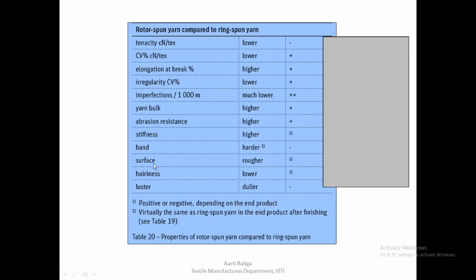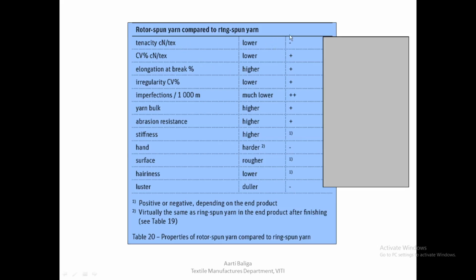Surface, as we have seen, because of wrapper fibers, will be rougher. Again, this can be changed by changing the TM. We have seen how we can change it. So again, you can have a positive or negative depending on the end product. We can change and have a different surface of yarn. Hairiness would always be lower. Again, this we can change slightly by changing certain process elements. Then luster wise, it would be duller, because the wrapper fibers will show some kind of roughness on the yarn surface. So this happens to be a negative point.